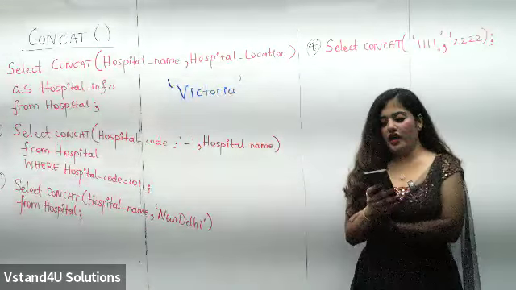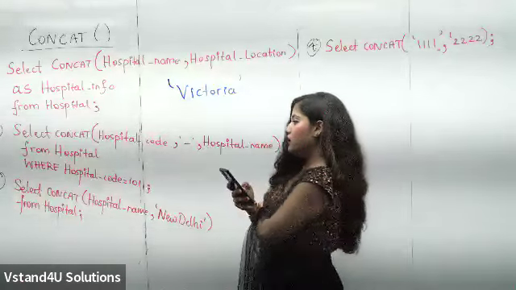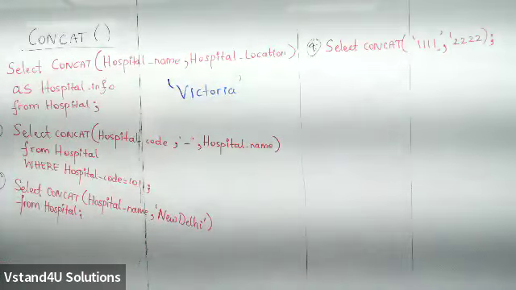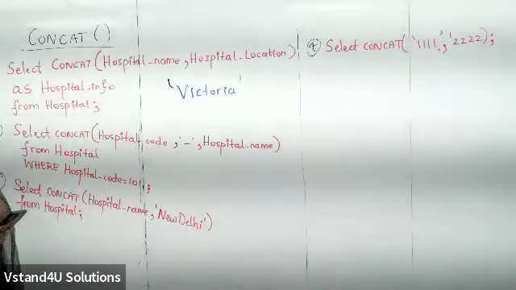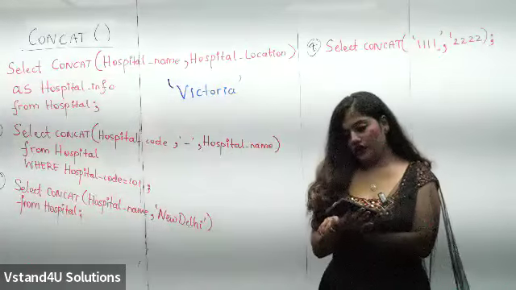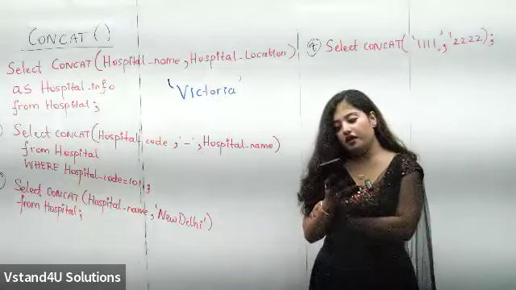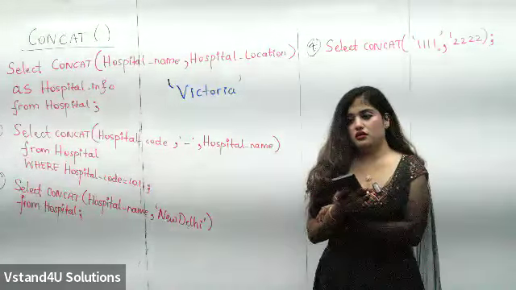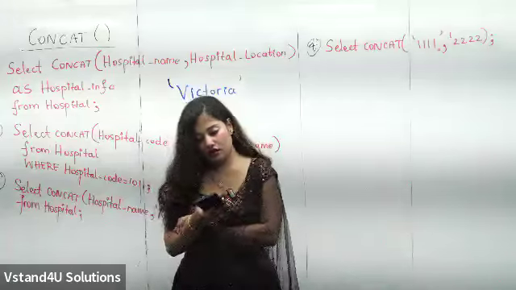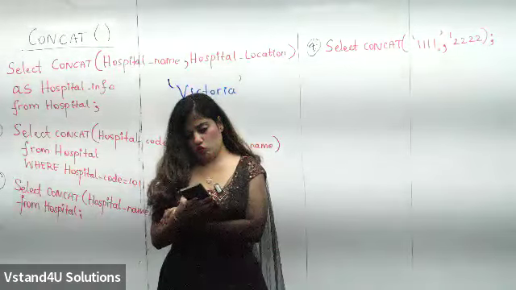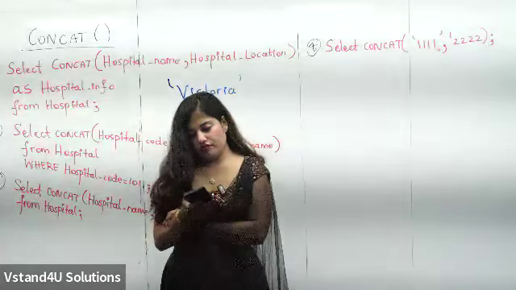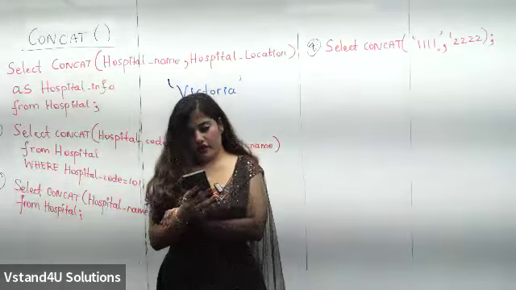Write a query to display the length of ticket number for all the passengers. Done. Next query.